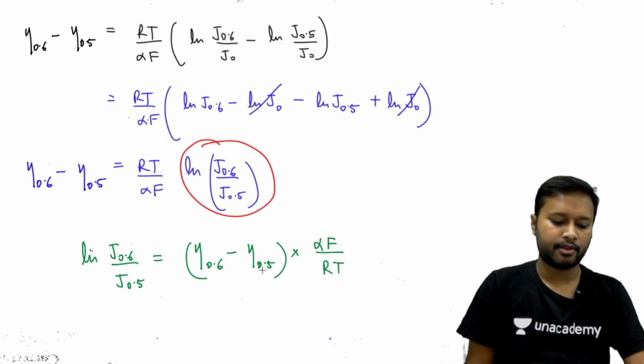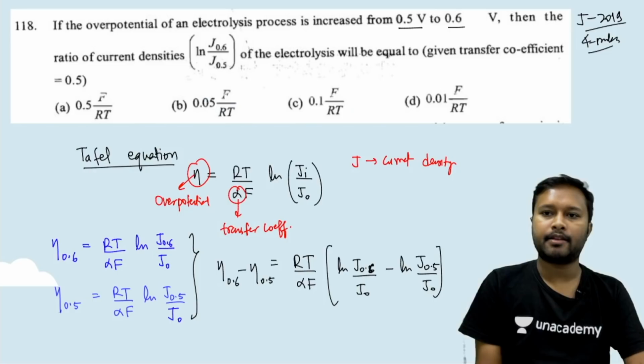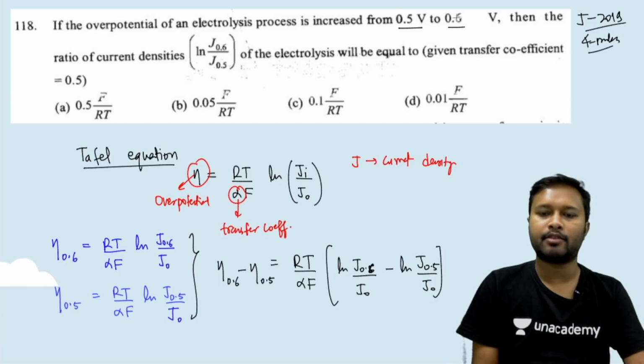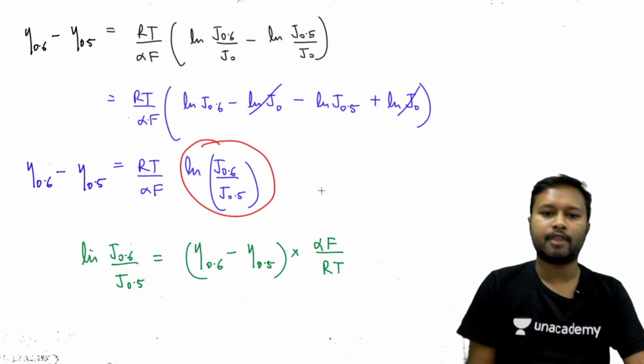Now put in the values which are given to you. The overpotentials are given to you, 0.5 and 0.6. So just put those values here.